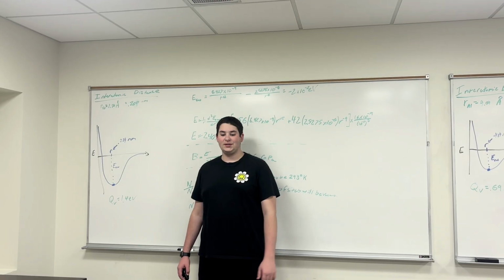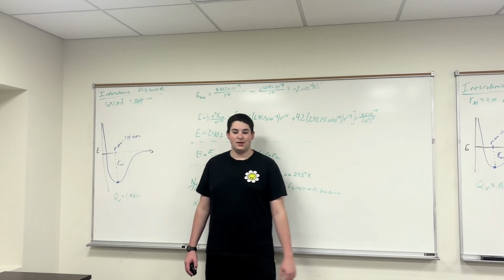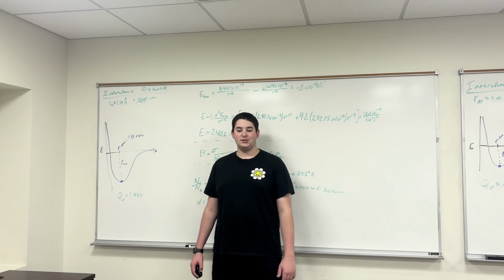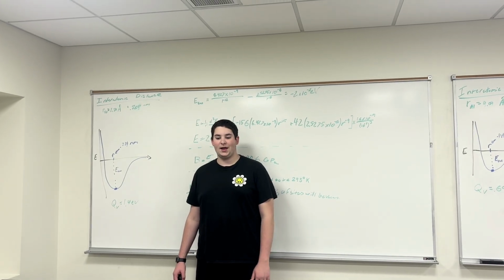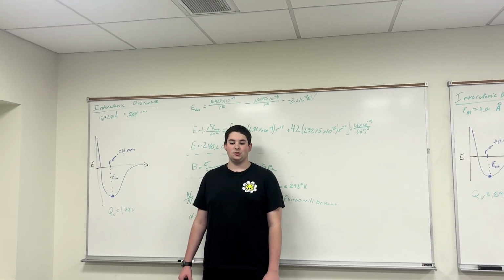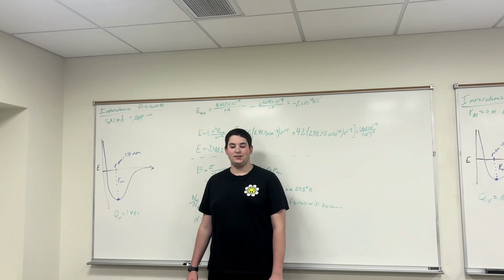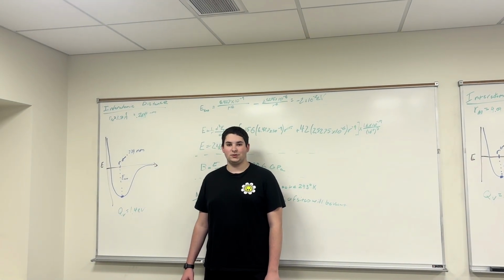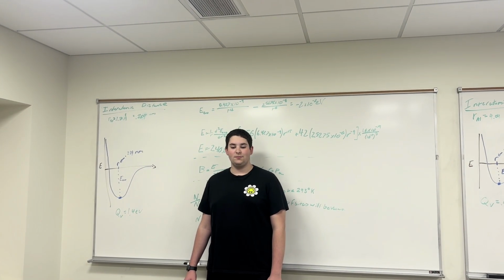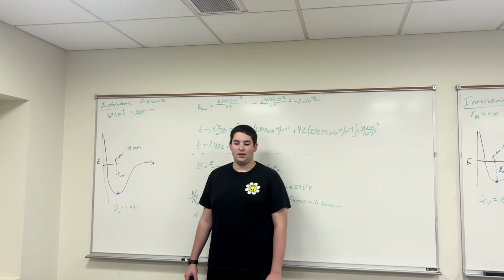I'll be talking about the interatomic distance. Interatomic distance is the distance between the centers of two neighboring atoms. It is an essential property because it tells us how tightly atoms are packed and how strong their bonds are. The two metals that we are studying are iron and aluminum.